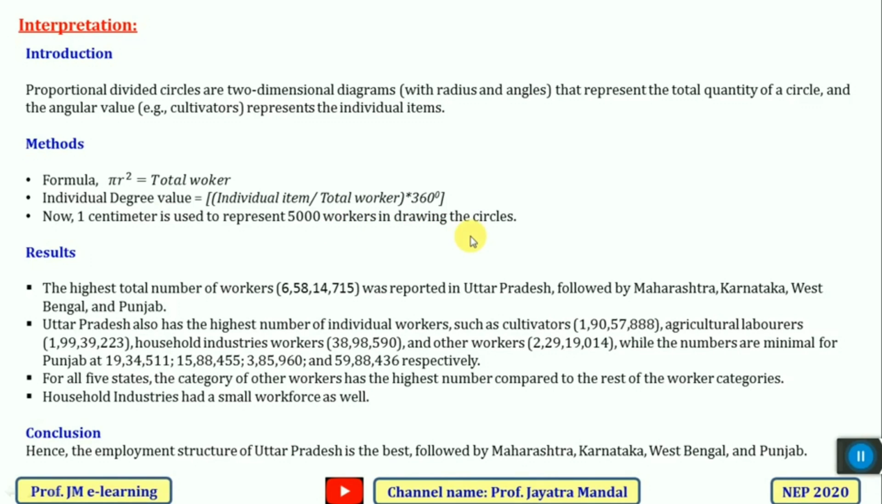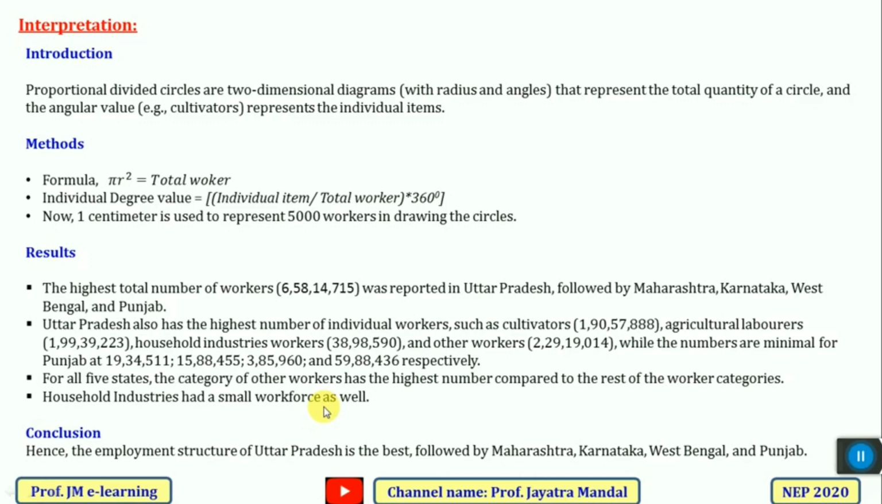Results: important observations like the highest total number of workers was reported in Uttar Pradesh, followed by the following states. Uttar Pradesh has the highest number of individual workers such as cultivators, agricultural laborers, household industries workers and other workers, while the number is minimal for Punjab. For all 5 states, the category of other workers has the highest number compared to the rest of the worker categories. And fourth observation, household industries had a small workforce as well.